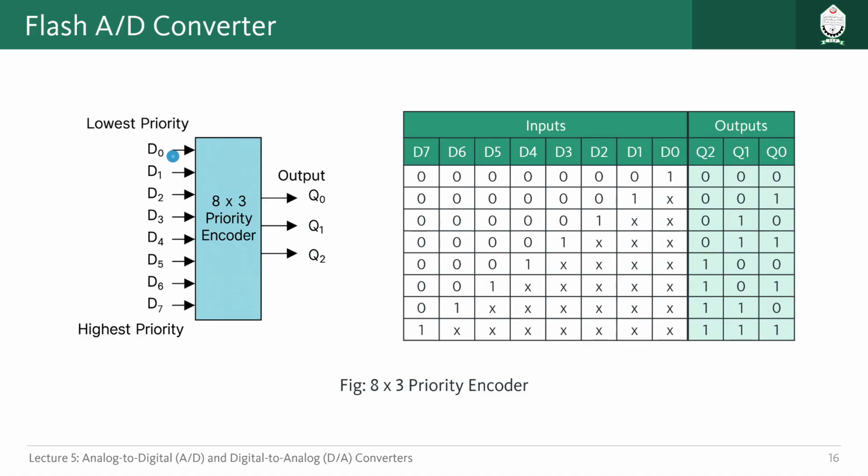So for, let's say, D0, if D0 is 1 and all the other values are 0, then the output should be 0 0 0. If D1 is 1 and all the other input pins are 0, that means the output should be 0 0 1. So in this way, we are encoding the 8 different input states into 3-bit binary values, right? Now obviously it can work, but there will be a problem if, let's say, we have given logic high in D2, logic high in D5, and for all the other input pins we have given logic 0.